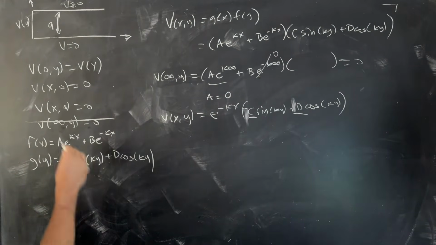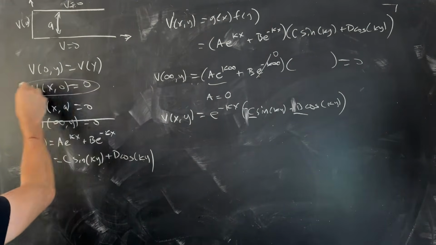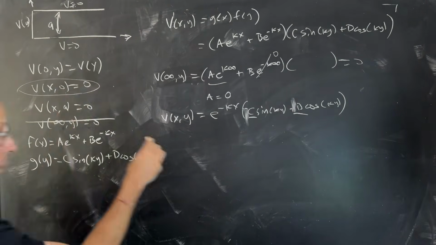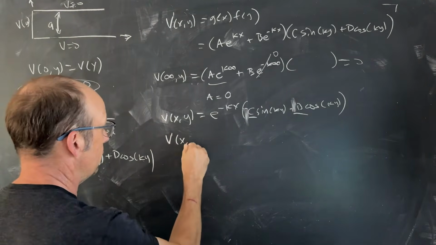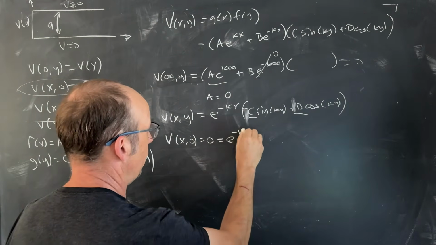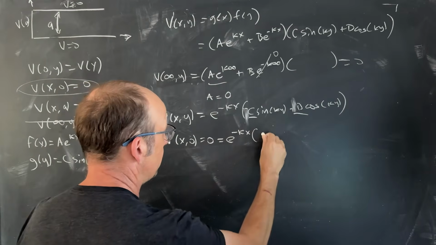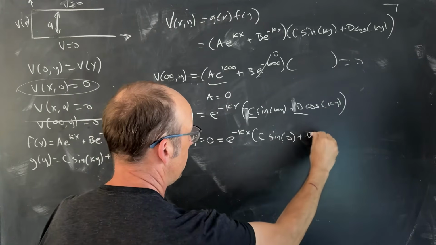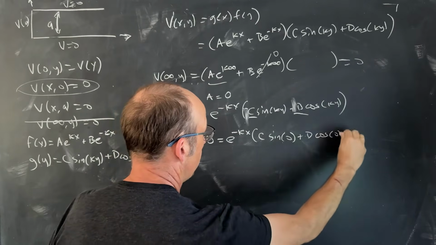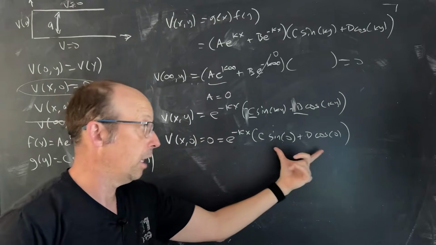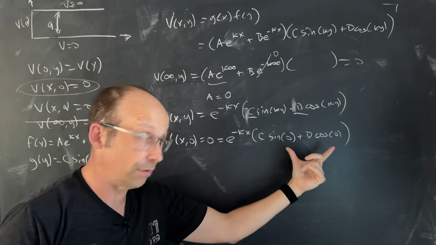Now let's use this equation right here. Let's say at y equals 0, v has to be equal to 0. So v of x, 0 is equal to 0, and that's going to be e to the negative kx times c sine of 0 plus d cosine of 0. So now we get the same thing, right? This doesn't change with y, so I don't really care about it. But these terms have to go to 0.